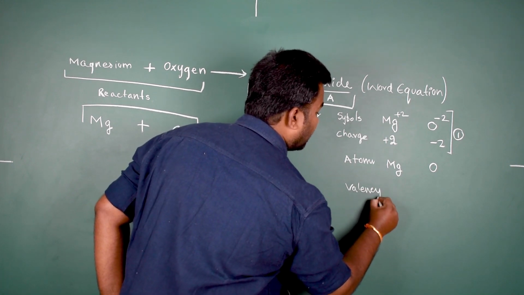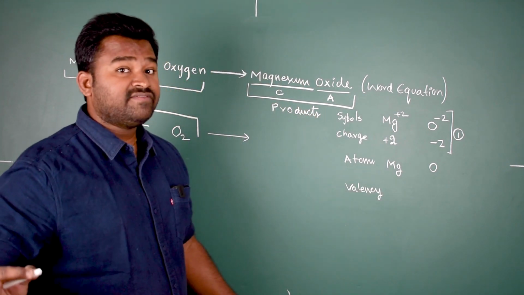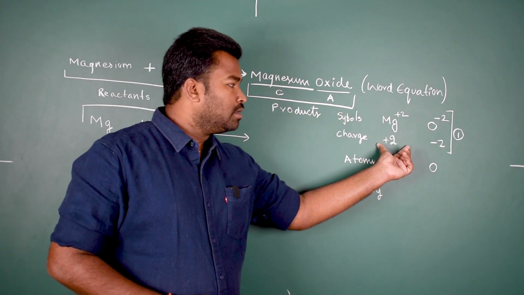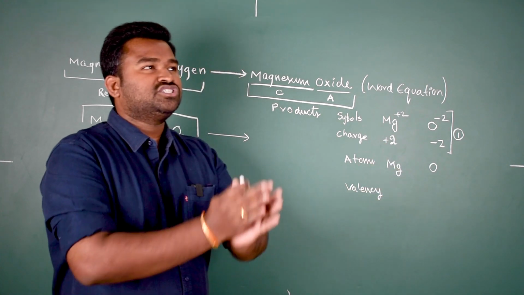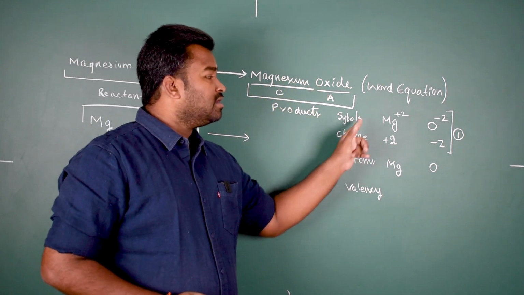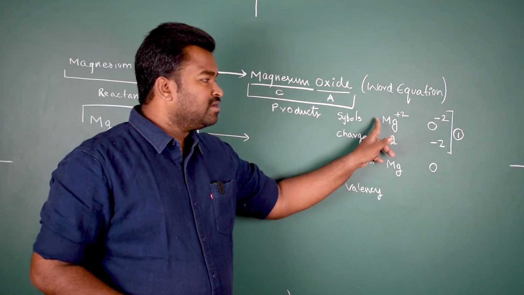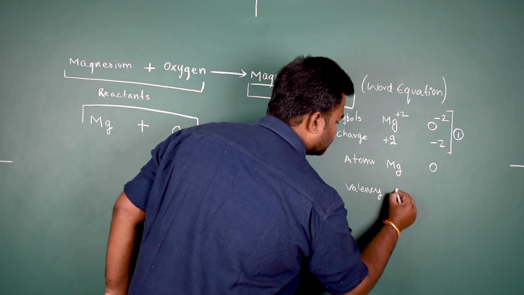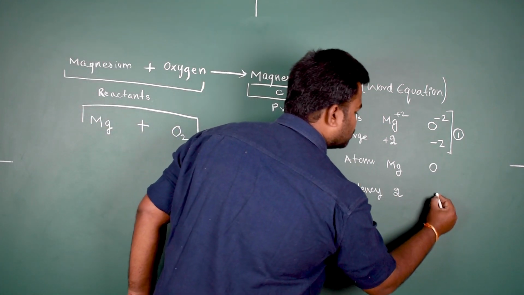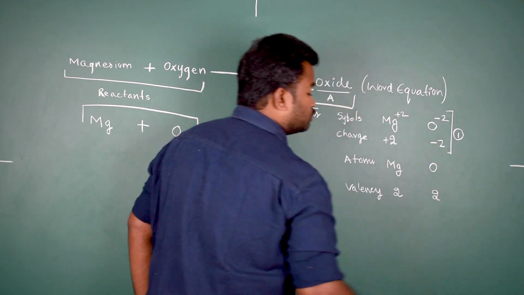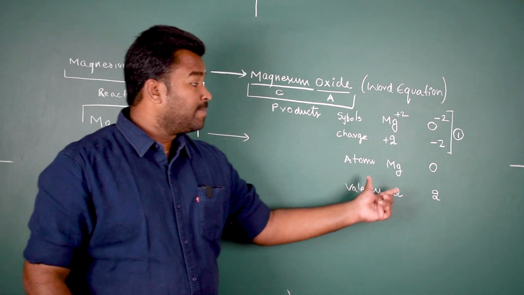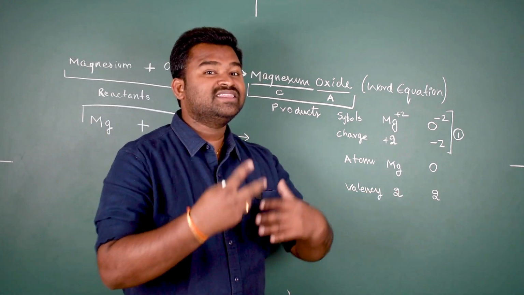So if you look at the valency, in grade 9 we learned that valency is nothing but a whole number that is actually the charge on the ion, which is taken as a whole number, not a positive value. So that is 2. Here oxygen has a valency of 2. And we also learned valency is defined as the combining capacity of magnesium with the other atom.